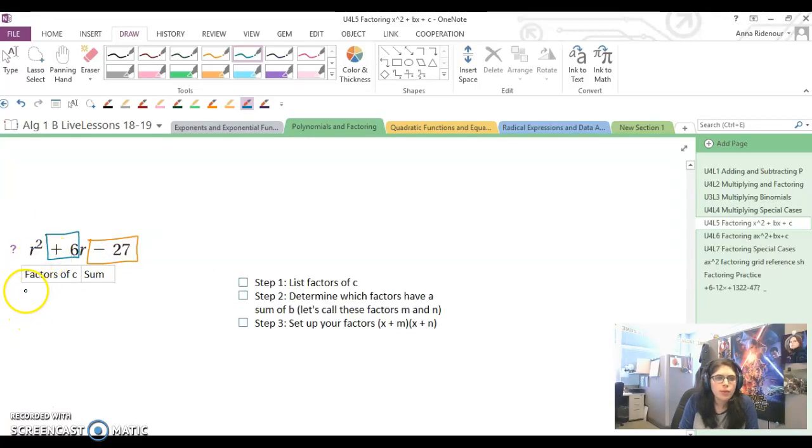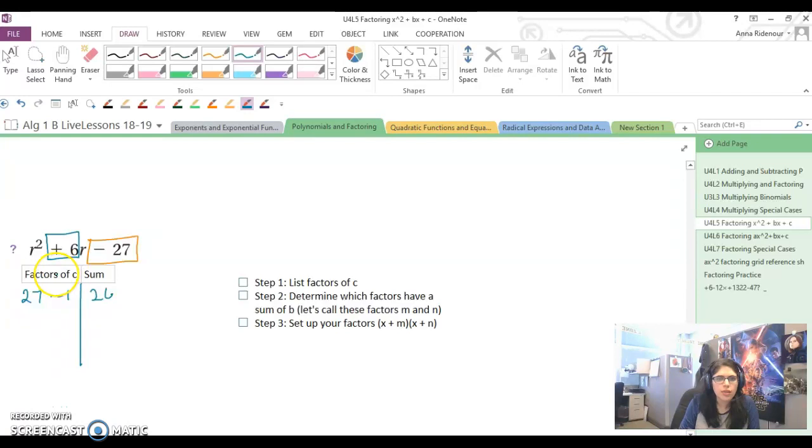So for example, 27 times negative 1 would be an example of this because the bigger number is positive. If I add 27 plus negative 1 together, that gives me a positive 26, which is not correct, but it does have the right sign. So we know we're on the right track.